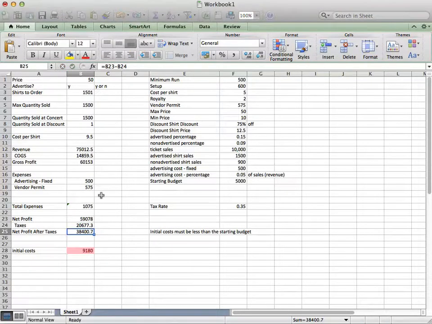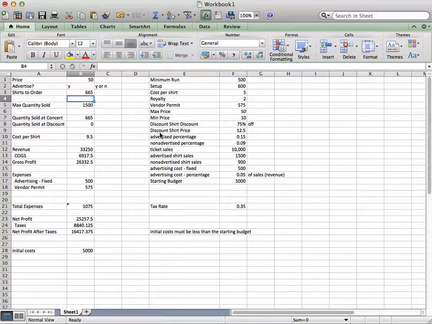Now, remember, at this quantity, she can't actually do her business at this level because the initial costs are $91.80. She can only order 665 shirts if she advertises. But there's no point in advertising because paying the extra expense and giving up the extra part of your profits, given that she can only sell less than the maximum without advertising, it doesn't make sense.